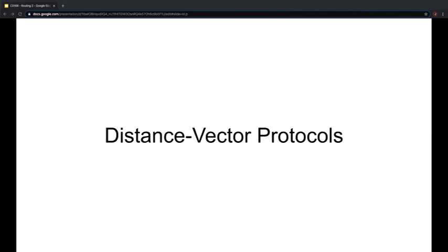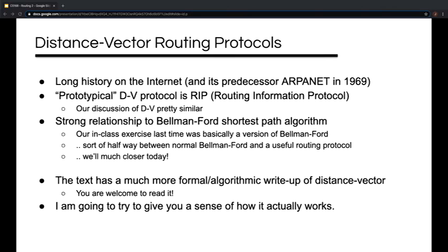Okay. So now let's talk about distance vector routing protocols. As I mentioned last time, they've got this long history on the internet and on its predecessor, ARPANET, and a bunch of other early networks, going back at least as far back as 1969. The prototypical distance vector protocol is RIP, the Routing Information Protocol, which was written here at Berkeley. And so our discussion of distance vector is pretty similar to RIP in a lot of ways.